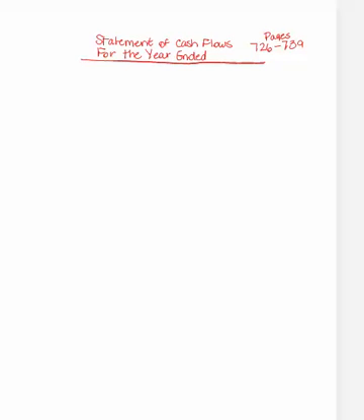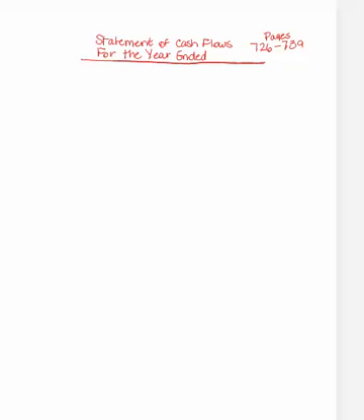The pages in the chapter that you are responsible for reading and learning for the test is page 726 through page 739. The first thing I want you to do is turn to page 739 so you're actually looking at a cash flow statement. This is the end result of what we're going to create, and we're going to create one of these next week in class.